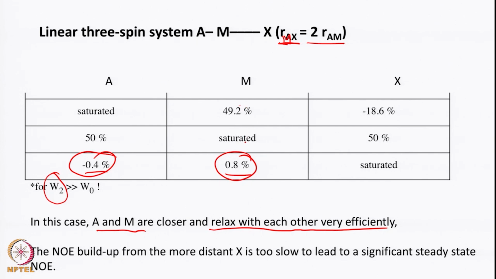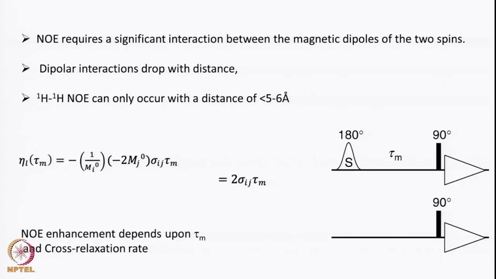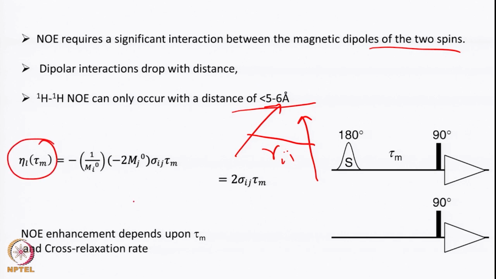So now one thing is clear: because we changed the distance, the enhancements are going to be different. So NOE buildup can be measured depending upon distance, and that is done in another way which is called transient NOE. NOE requires a significant interaction, as we have seen, between the magnetic dipoles of 2 spins. The dipolar interaction that we have seen also varies with distance. If these are 2 dipoles, it depends upon how much distance is between them. One can measure NOE between 2 protons up to 5 to 6 angstrom, as we have seen earlier, and this is the enhancement that depends upon this distance.